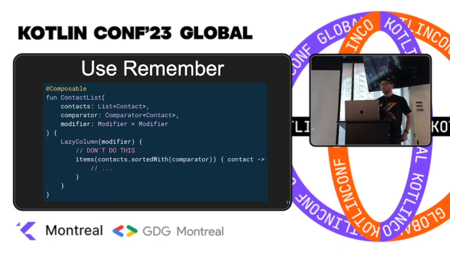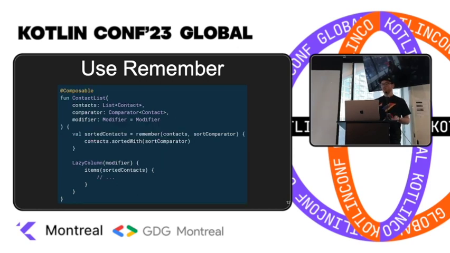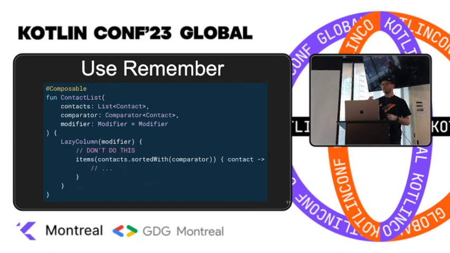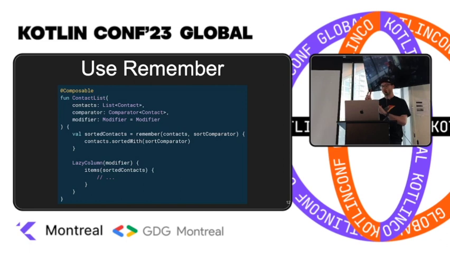What you can do to prevent resorting every time is use remember with the keys contacts and sort comparator. What this does is that the contacts will remain sorted as long as contacts and sort comparator stay the same. Because in the earlier example, even if the list did not change, it would still resort. But with remember, it will remember that the list is sorted if nothing changes. So remember doesn't actually prevent recomposition, but it will prevent useless computation when recomposition occurs.